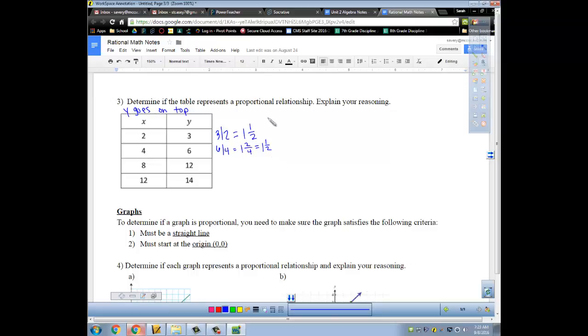So far we're looking good, but we want to make sure we go through all the numbers. 12 divided by 8. 8 goes into 12 once with a remainder of 4 over 8, which also can be reduced to 1.5. Still looking good. The last one, 14 over 12. 12 goes into 14 once with a remainder of 2 over 12. But 2 over 12 reduces to 1/6. So that was not the same. So we're going to say no.